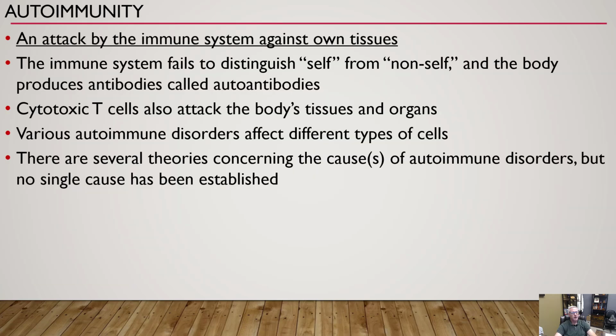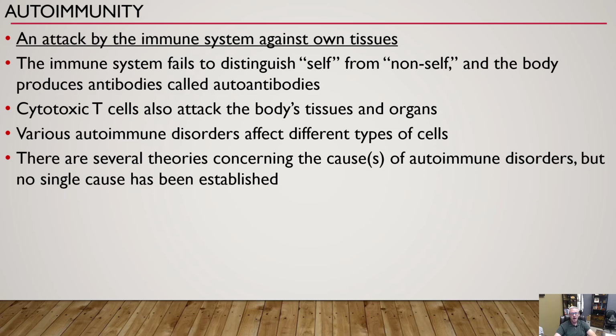Autoimmunity, remember, is an attack by the immune system against its own tissues. Remember, those B cells and T cells get vetted by the red bone marrow, and somehow one of those non-vetted B cells or T cells escapes the red bone marrow. And those cytotoxic T cells attack the body's tissues and organs. We have different autoimmune disorders that attack different types of cells.